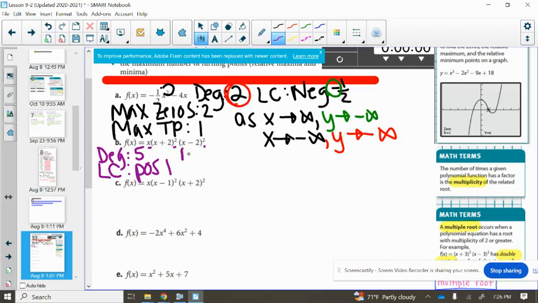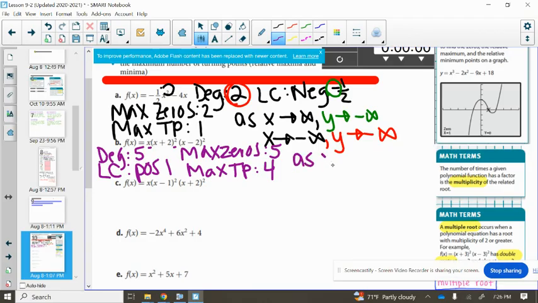Our max zeros is going to be then the same as the degrees. The max zeros is going to be 5 this time. The max turning points then is 1 less with 4. Again, that's just the max number.